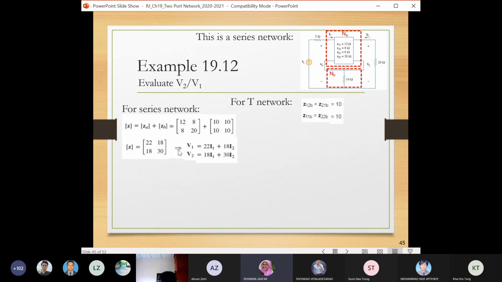So from that, you can write the equations for V1 and V2. V1 is 22I1 plus 18I2. V2 is equal to 18I1 plus 30I2.